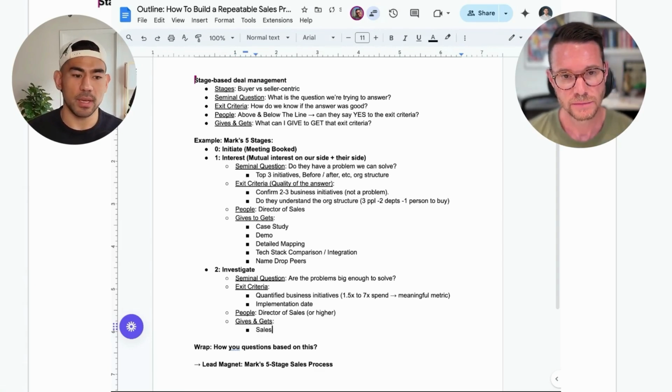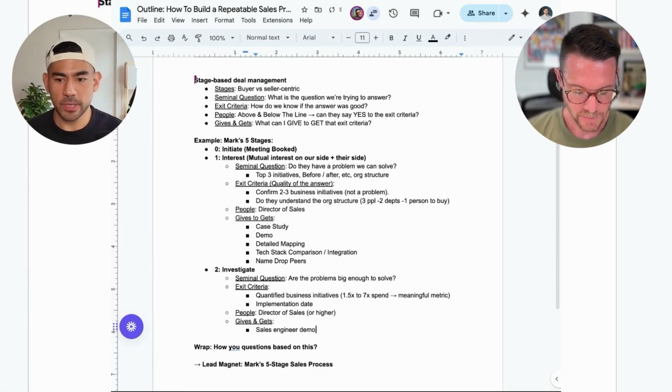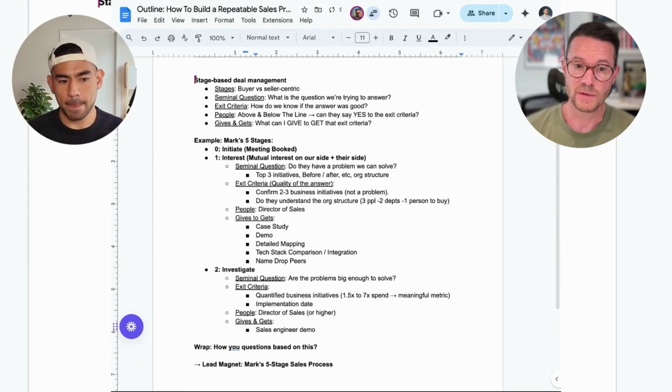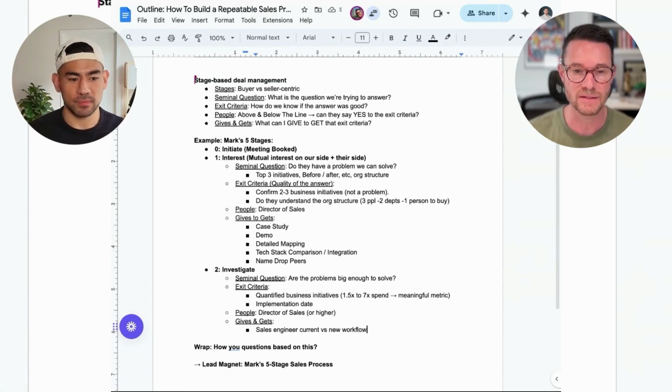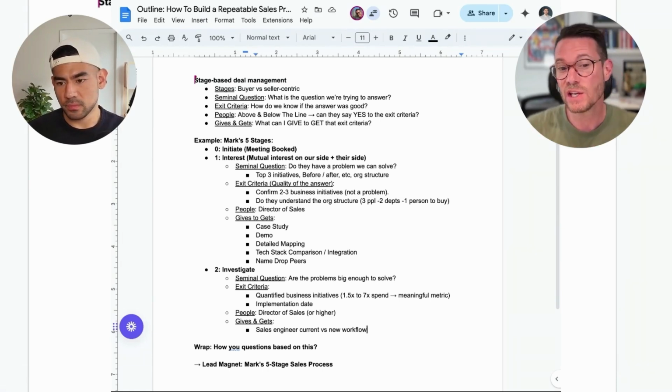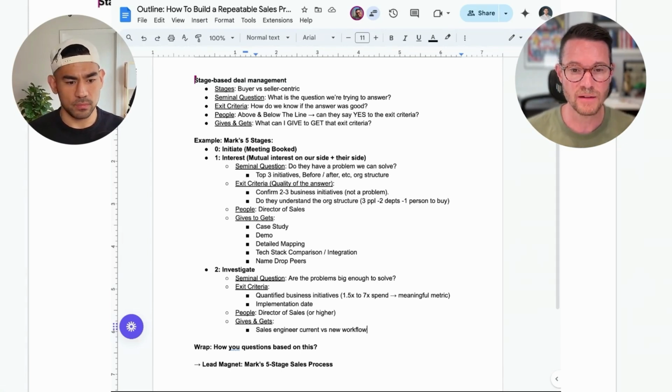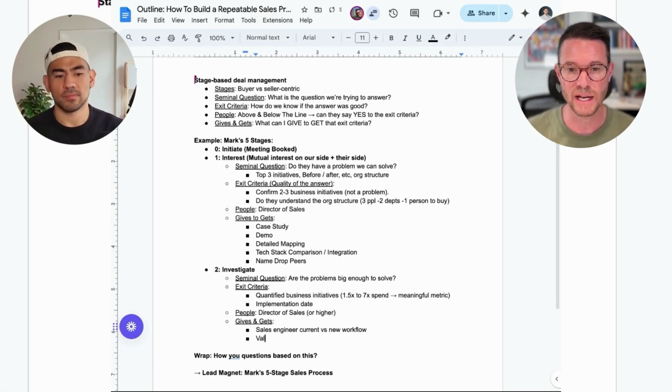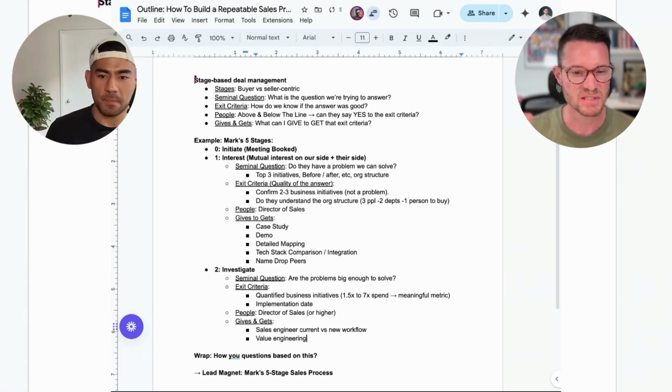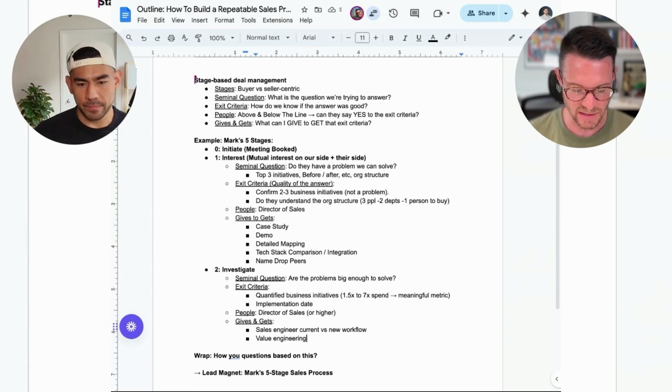And then what are the things that we could give to get that exit criteria? Yeah, so at Outreach, one of the things we did, and this is one of my favorite parts of the sales process, is this is where you can get your SE super engaged and deliver massive value. I would love at this stage to say, listen, why don't we look at your current workflow and juxtapose all the things that you do right now and what that workflow would look like with us. That programmatic process workflow analysis sets you apart super early in the sales cycle.